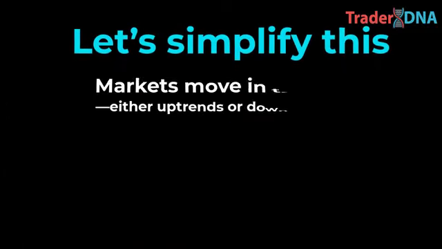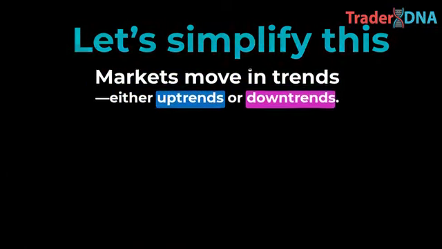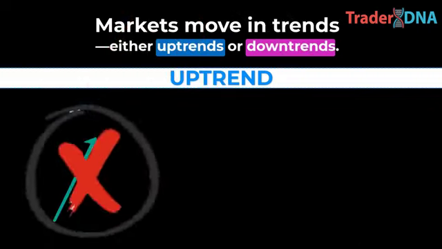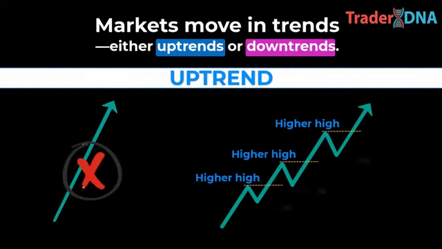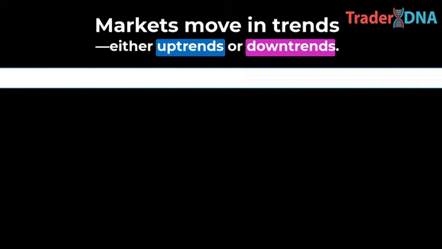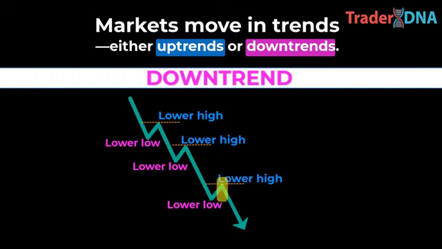Let's simplify this. Markets move in trends, either uptrends or downtrends. In an uptrend, the price doesn't go straight up. It moves in a structured way, creating what's called higher highs and higher lows. Higher highs means each high point is higher than the last one, and higher lows means each low point is also higher than the last. In a downtrend, it's the opposite. The market forms lower highs and lower lows, where each high is lower than the previous one, and each low is also lower.